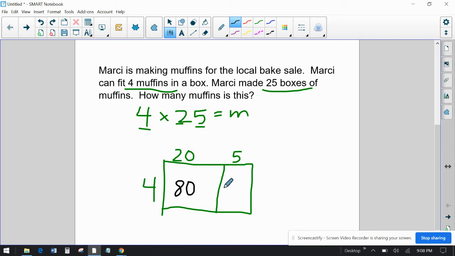And then follow the 4 here to the 5 column. 4 times 5 is 20. Or you can count 5, 10, 15, 20. And then the sum of the products is exactly 100. So M equals 100. And our unit, I didn't have room to fit it, so I'm going to put it down here. 100 muffins. Wow, that's a lot of muffins, Marcy. Okay, 100 muffins. So now let's make the model with our base 10 blocks over here.